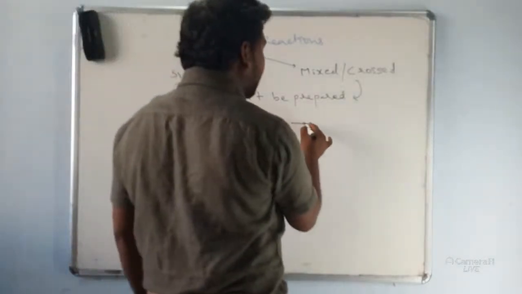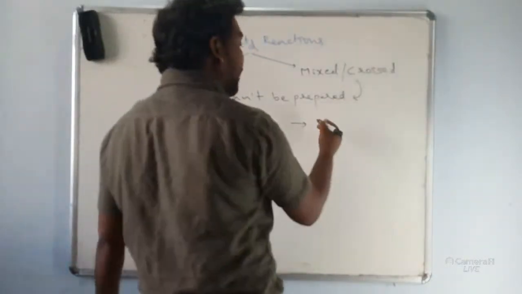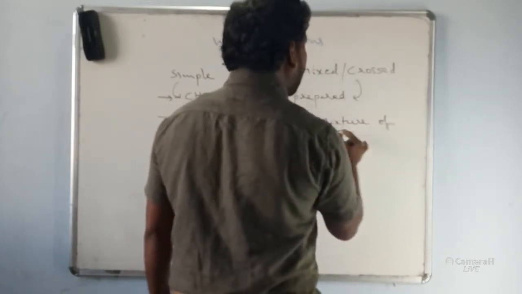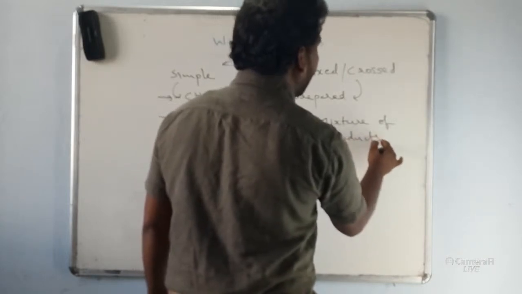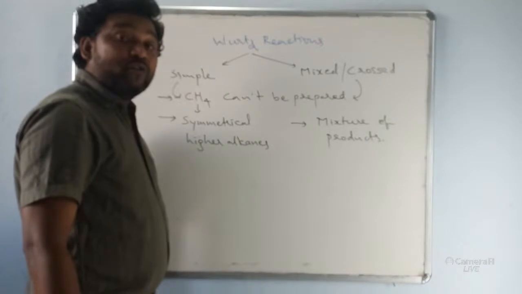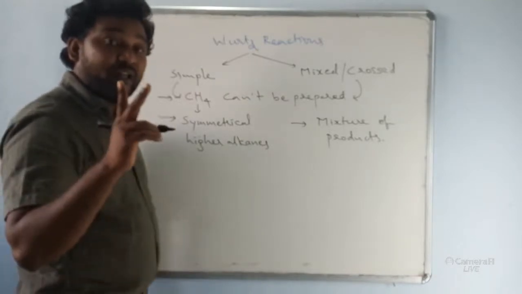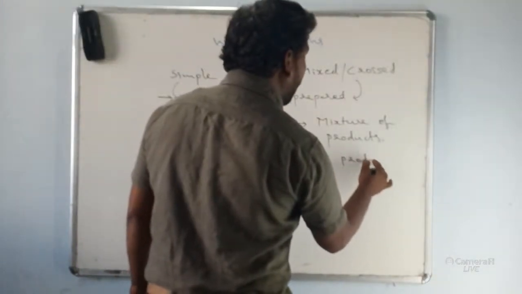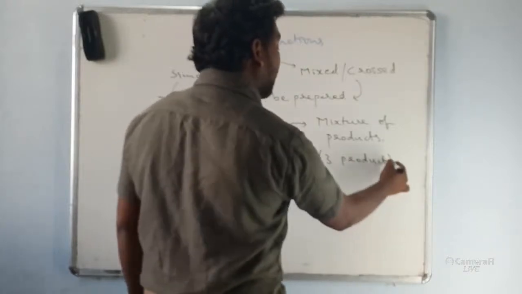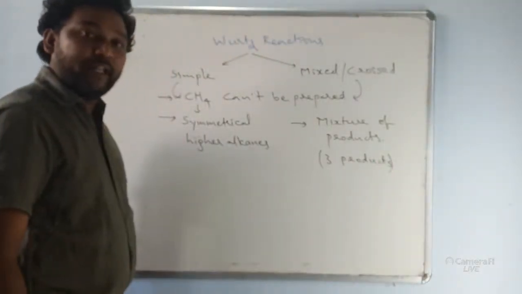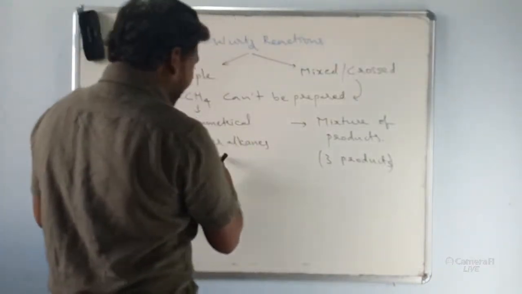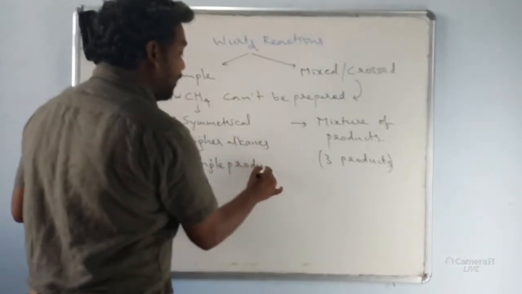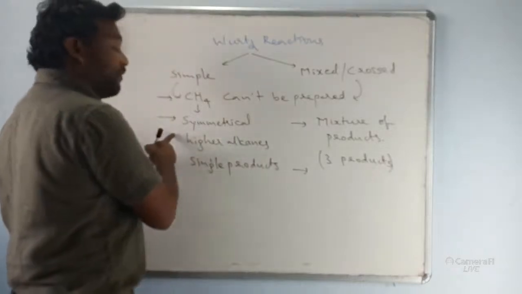Whereas in the mixed Wurtz reaction, here in this reaction we will get a mixture of products. How many products will we get? Suppose two different alkyl halides are there, then we will get three products. If the Wurtz reaction takes place in two different reactants, we will get three products. So here it is giving a single product, and here we are getting a mixture of products. And here we are getting the symmetrical alkane.